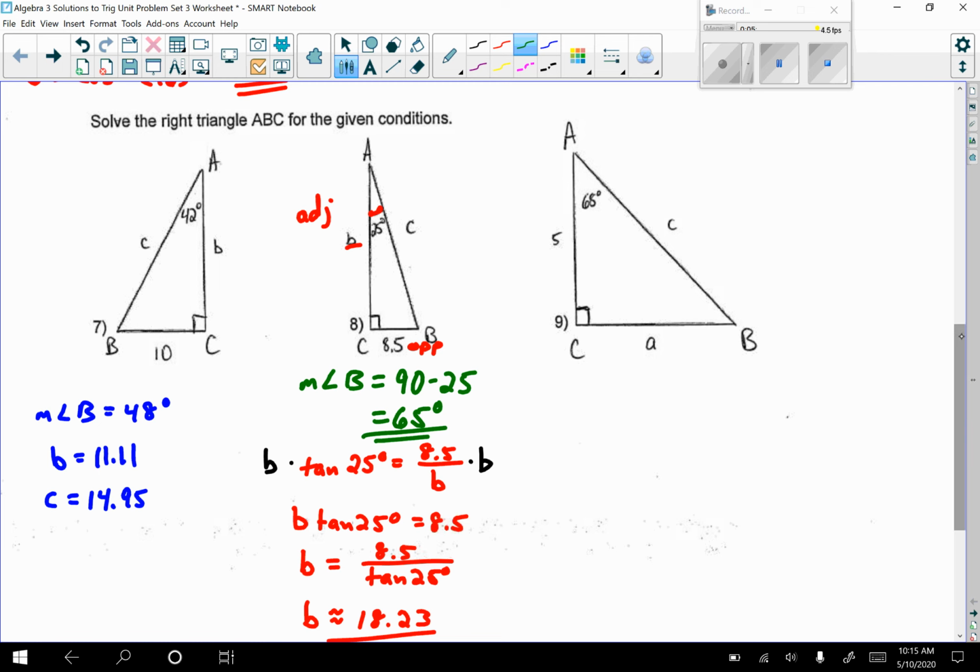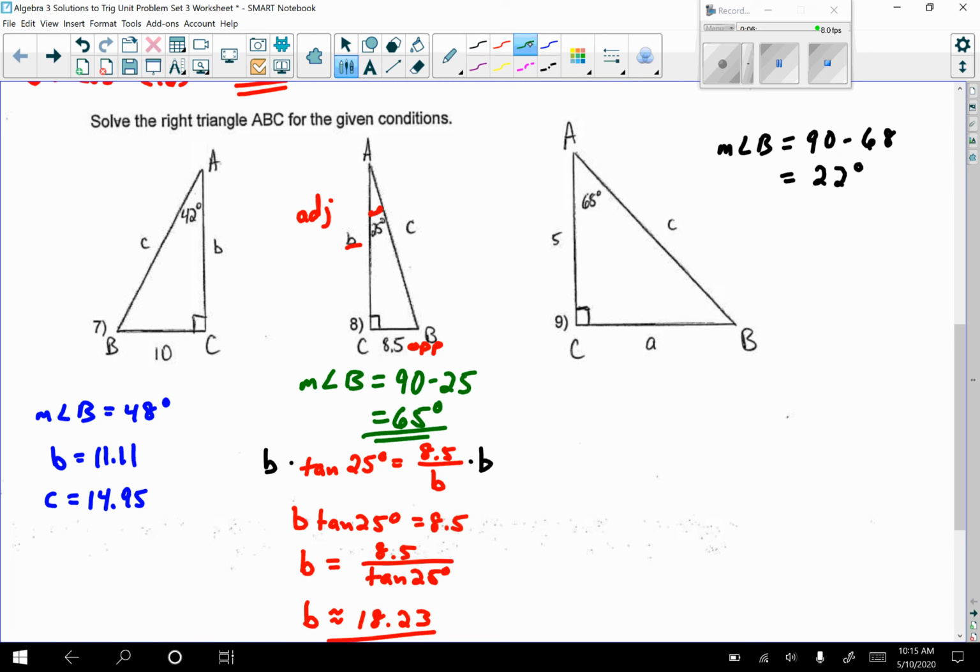All right, looking at number 9, very similar. So I have angle A is 68 degrees, so I could find the measure of angle B next, which is just 90 minus 68 degrees. So this will give me 22 degrees for angle B.